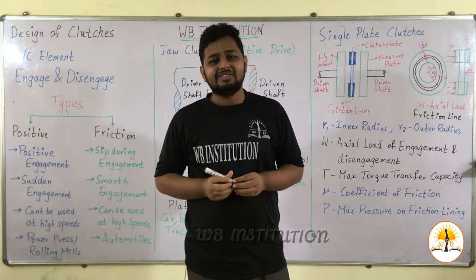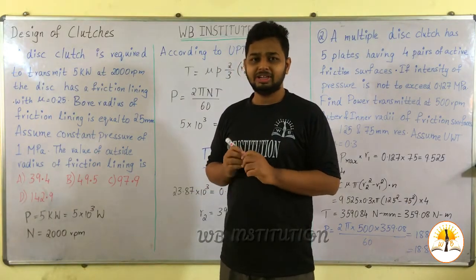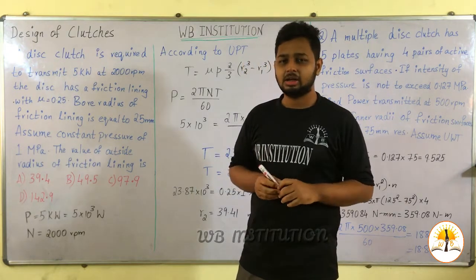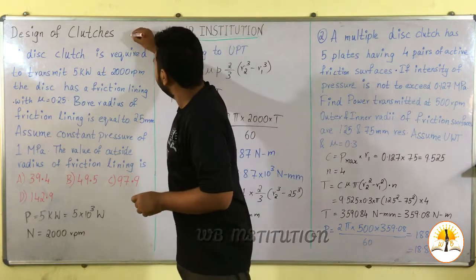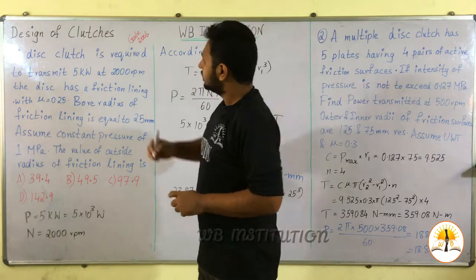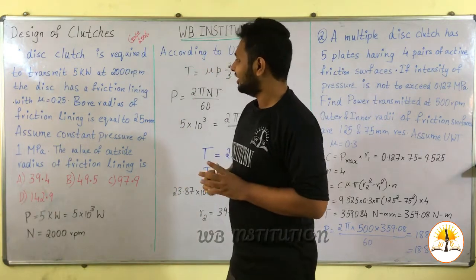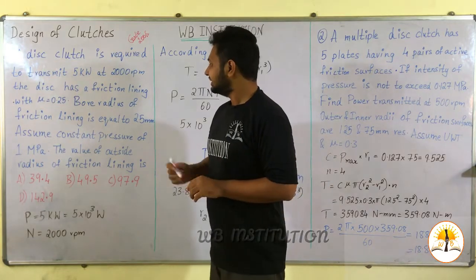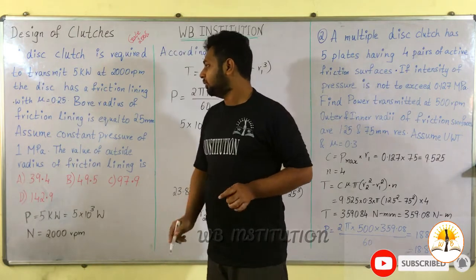In the previous classes we have discussed the theory, now let us solve problems on single plate friction clutches and multi-plate friction clutches. Now this question which we are seeing has been asked in GATE 2006 for 2 marks. A disc clutch is required to transmit 5 kilowatts at 2000 rpm. The disc has a friction lining with coefficient of friction mu equal to 0.25.